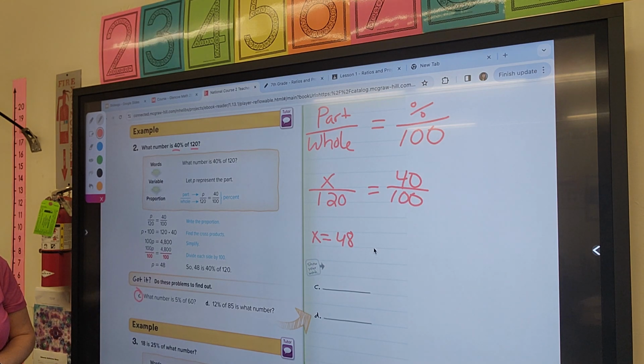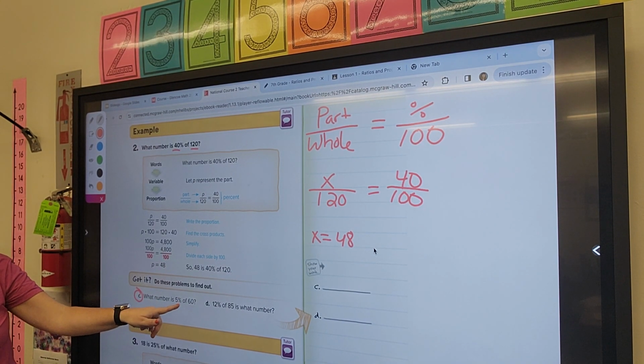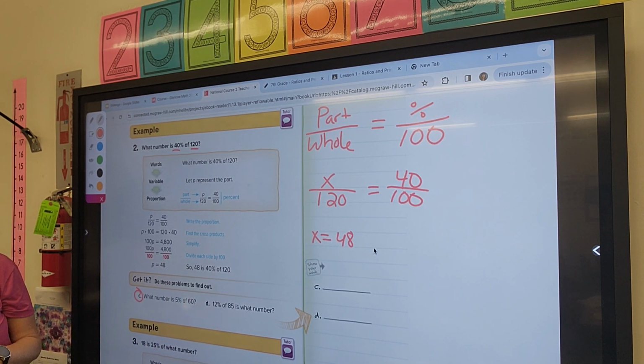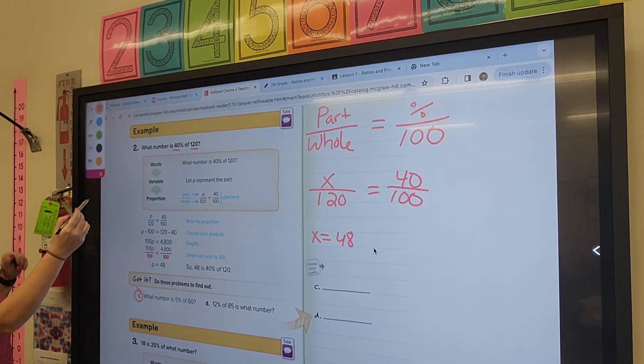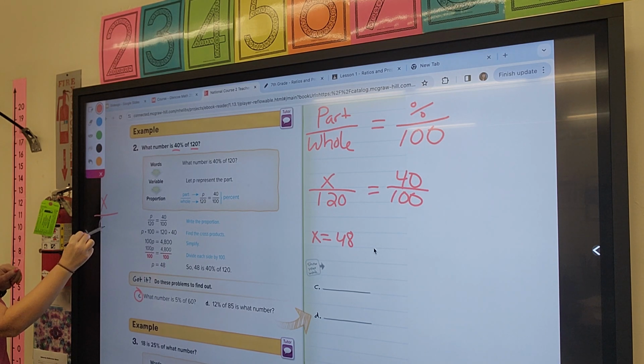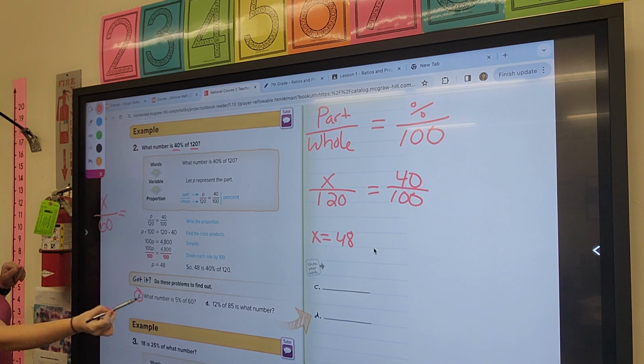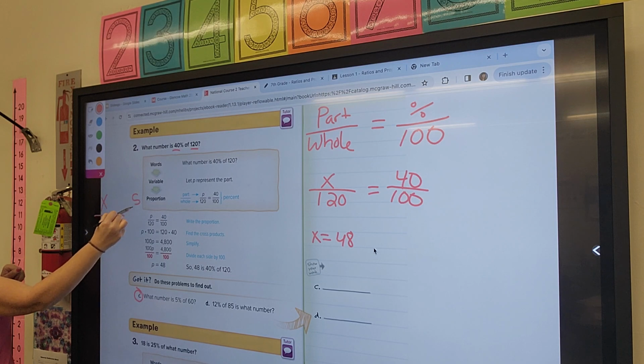Let's set up letter C. What number is 5% of 60? So a little trick that I use, you guys, when you see "of the number," that means that number is the whole, okay? Let's see how we set this up. So we have x over the whole, which is 60, equals percent over 100. I want you guys to solve that, and after you solve it, raise your hand and let me know what you get for an answer.